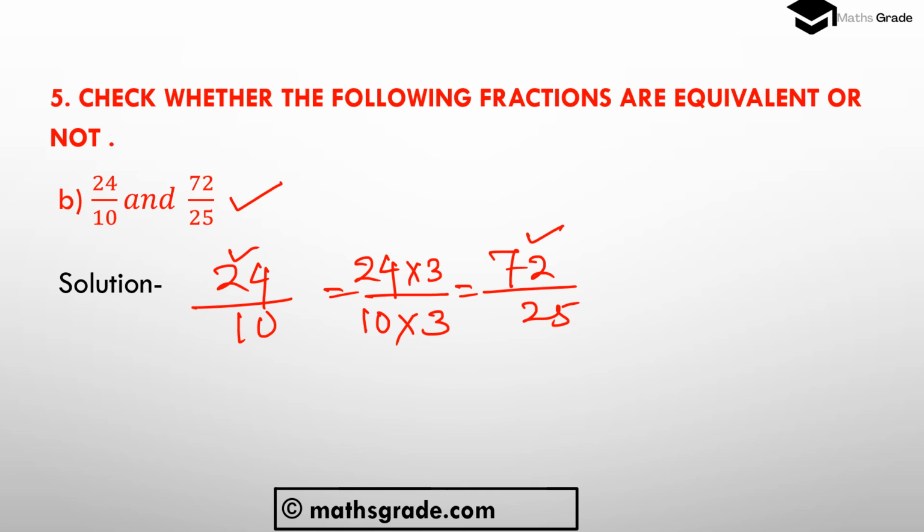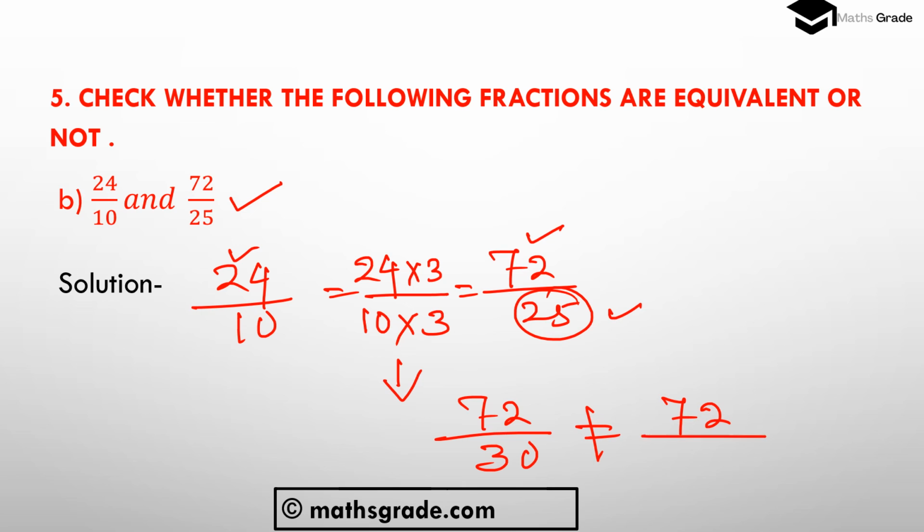10 multiplied with 3 is 30. But here 25 is given. So this is not an equivalent fraction. Here we get 72 divided by 30, which is not equal to 72 divided by 25. Here the denominator 25 is given, but 10 multiplied with 3 gives us 30, which is not equal to the denominator 25. 30 is not equal to 25.